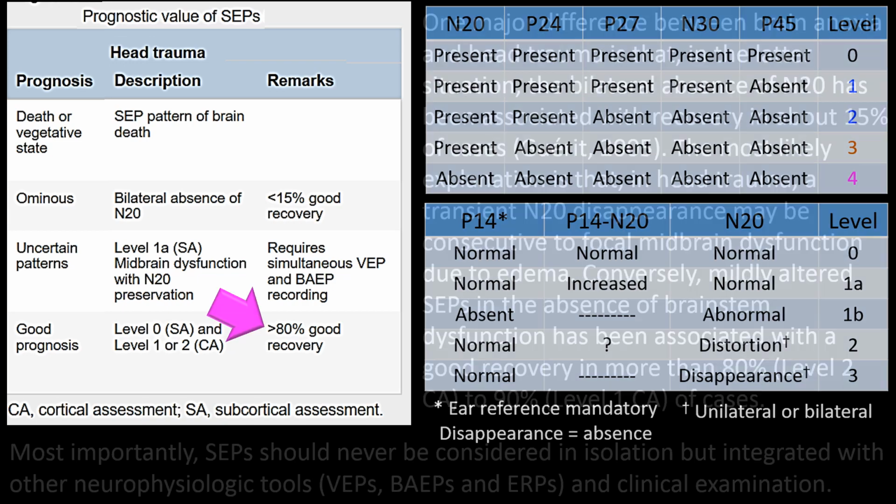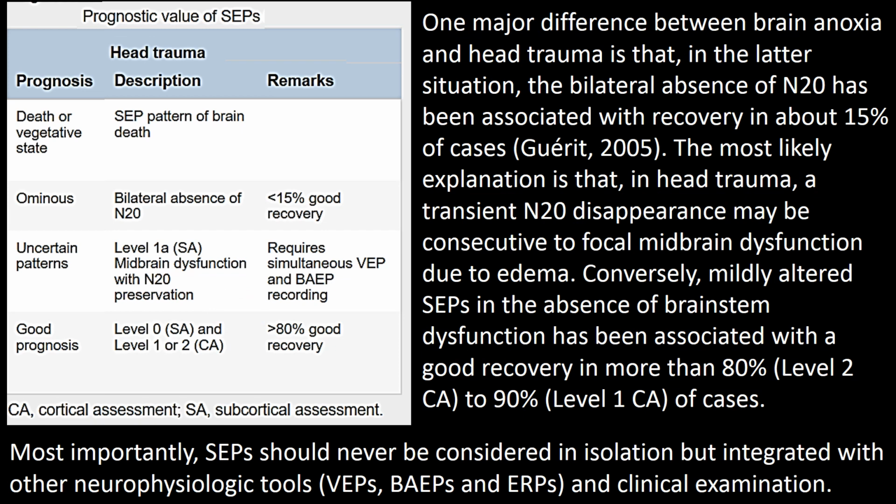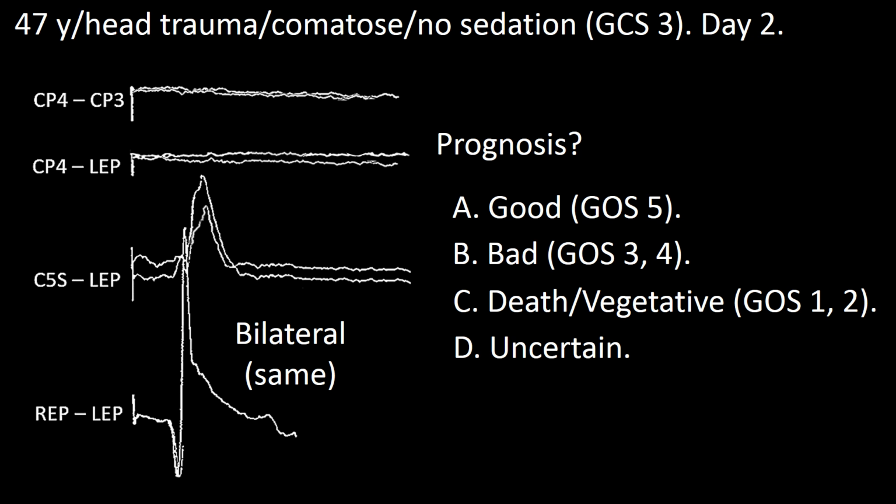In the same article, the written text section states that bilateral absence of N20 has been associated with recovery in about 15% of the cases, and that mildly altered somatosensory evoked potential in the absence of brainstem dysfunction has been associated with a good recovery in 80% of the cases when the cortical level assessment is 2 and 90% when the cortical level assessment is 1. So the answer to this question is D.